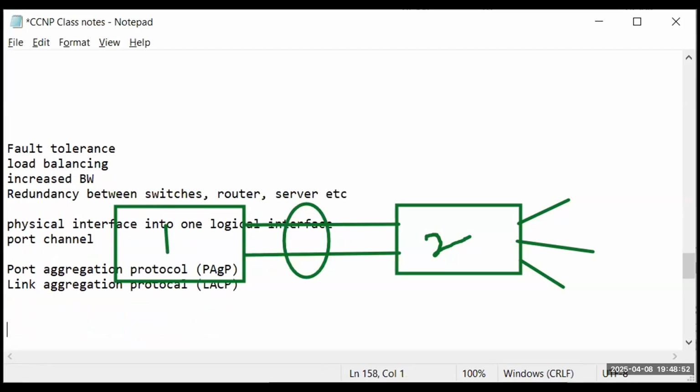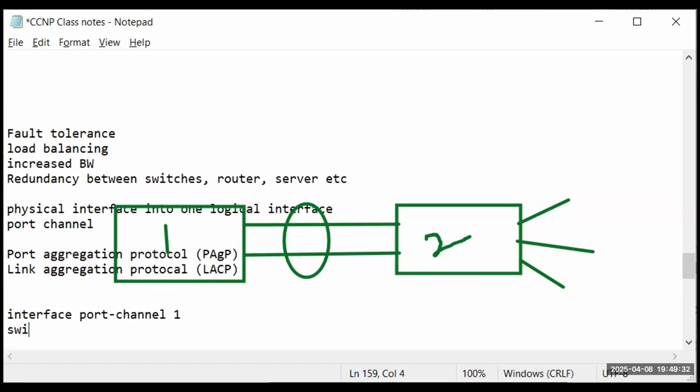First go into the interface. We first need to configure a logical interface: interface port-channel 1. This is one logical interface we are creating. Likewise, the switch can have any number of logical interfaces. If one is already created, the next is 2, then 3. Now I'm going to create one logical interface, and that is a trunk port.